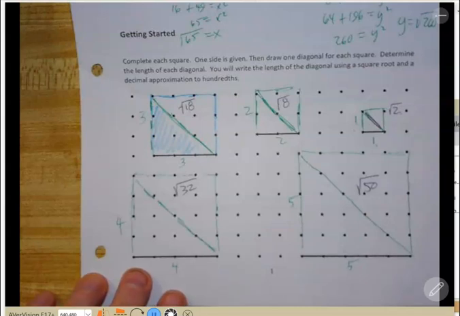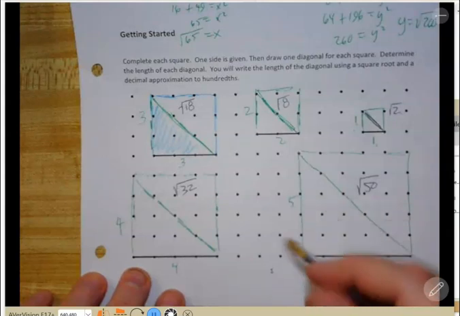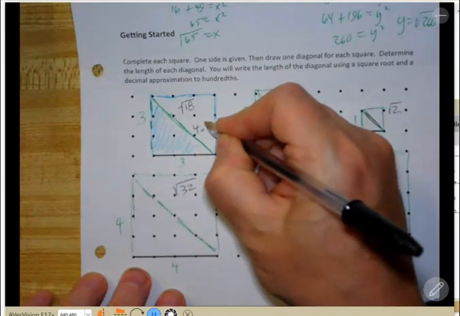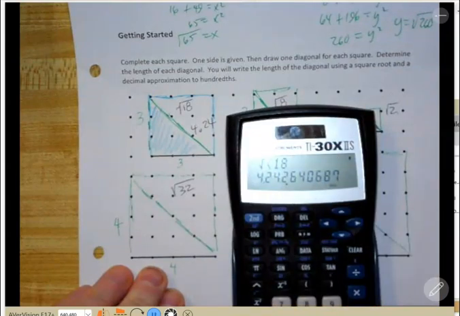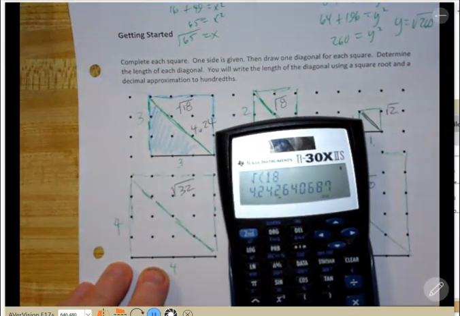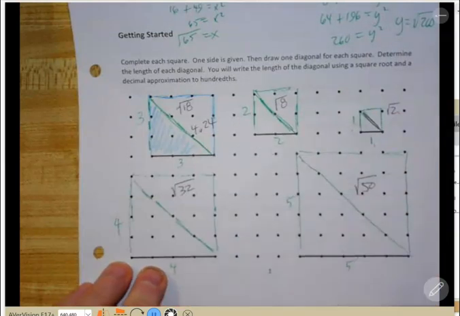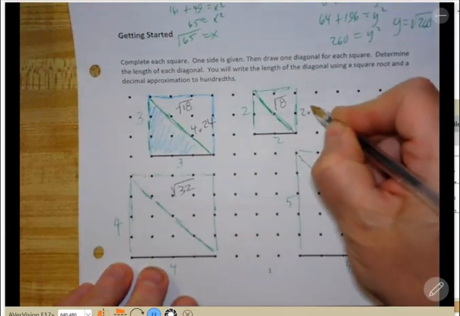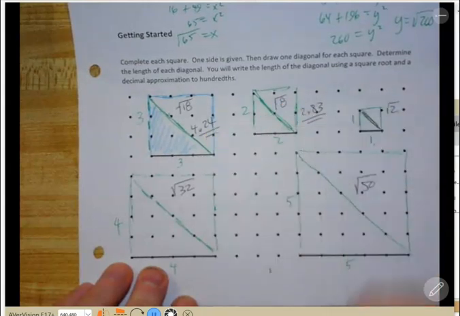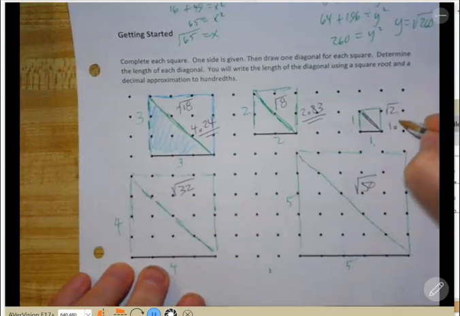As approximations, rounded to the nearest hundredth, square root of 18, hopefully you got approximately 4.24 for the decimal number. Again, if you stick it in the calculator, it comes out to be approximately 4.24. Square root of 8, hopefully you got about 2.83. Square root of 2, hopefully you got 1.41.